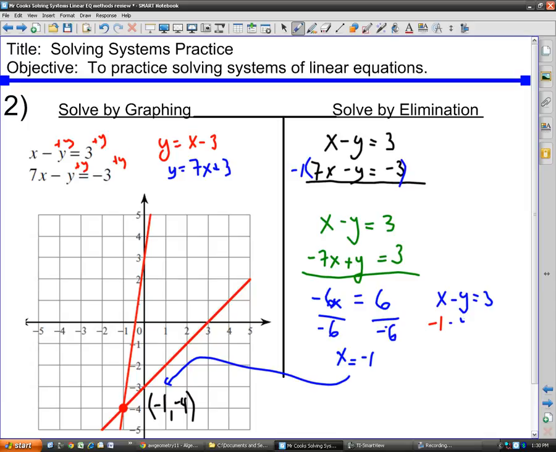And solve, if I add 1 across the equal sign, I end up with -y equals 4, and so I have to divide by -1, and so y comes out to be -4, which we already knew from the graph, but this is another way to go about it.